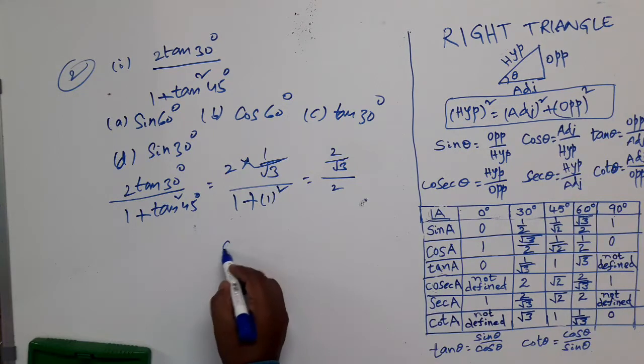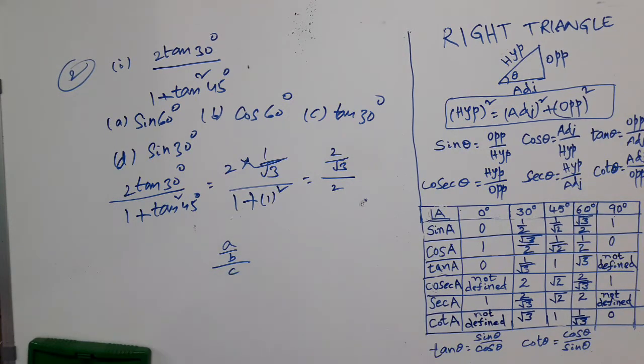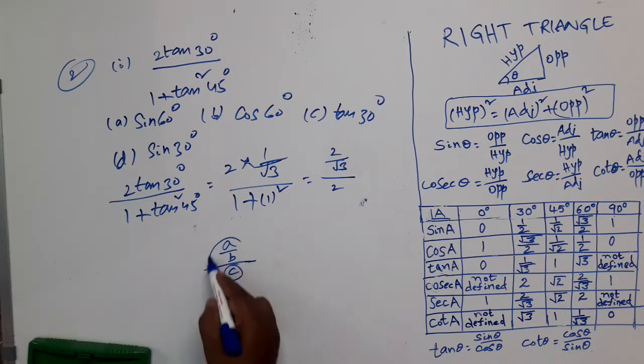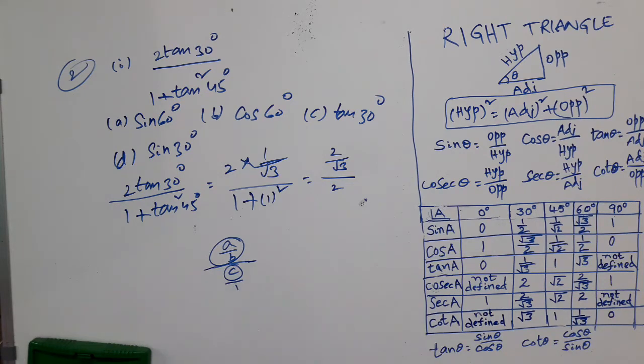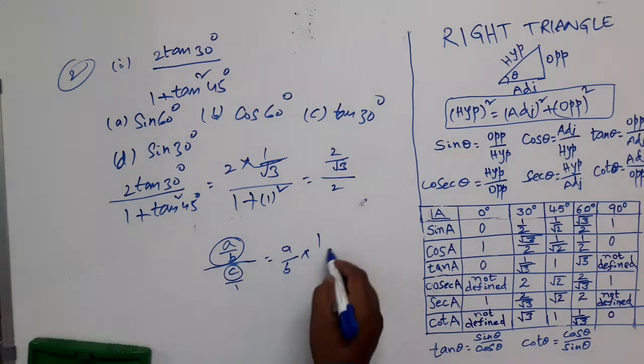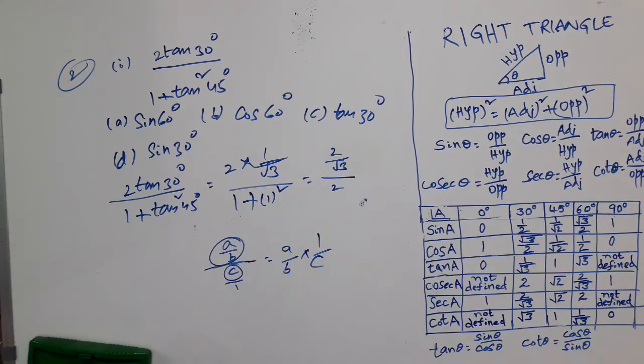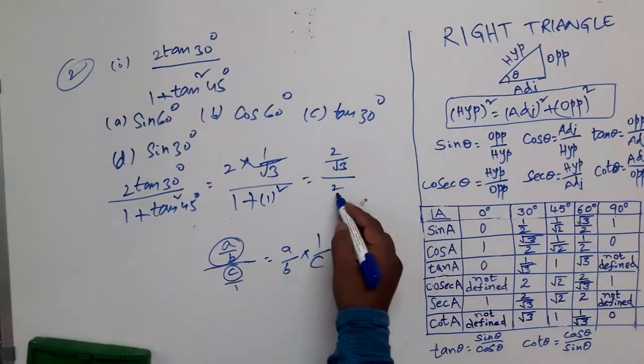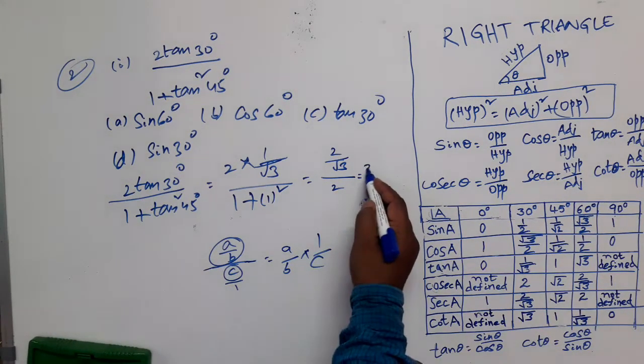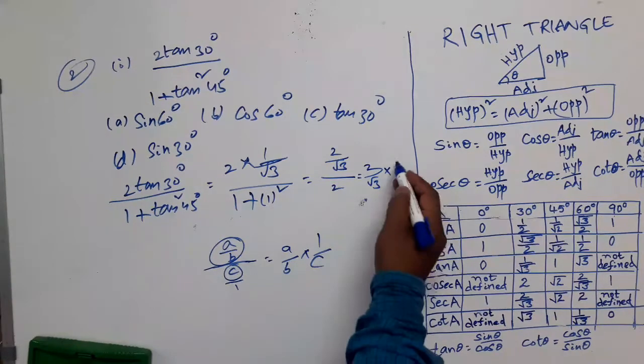This is a by b divided by c. This part is the denominator and this part is the numerator. You can see c as c by 1. So how will you write it? This is a by b multiplied by 1 by c. Here, this is nothing but 2 by 1, so this is 2 by root 3 multiplied by 1 by 2.